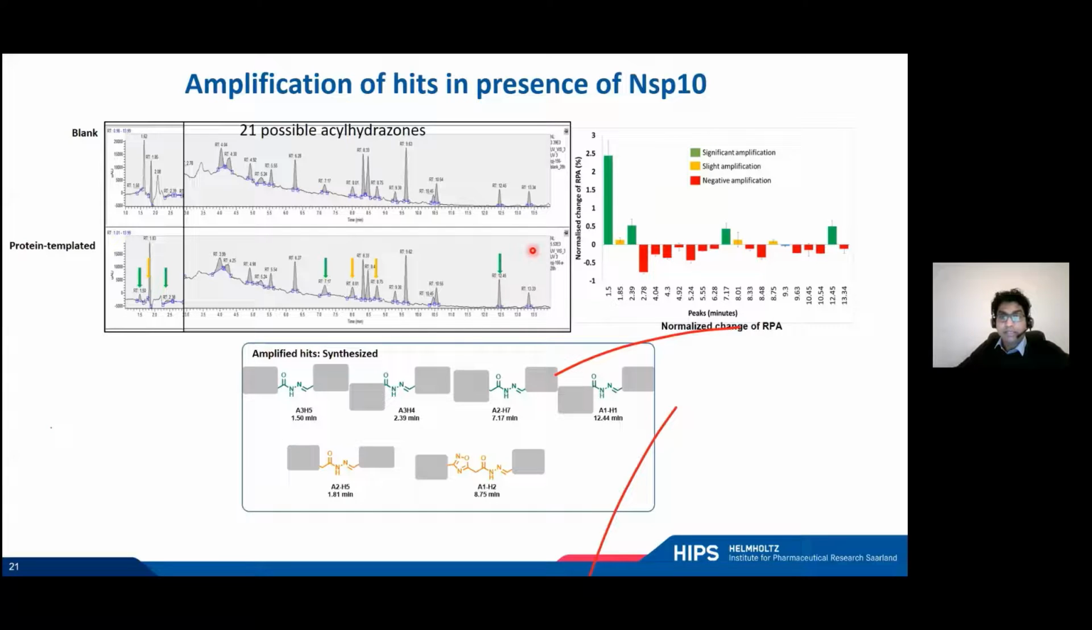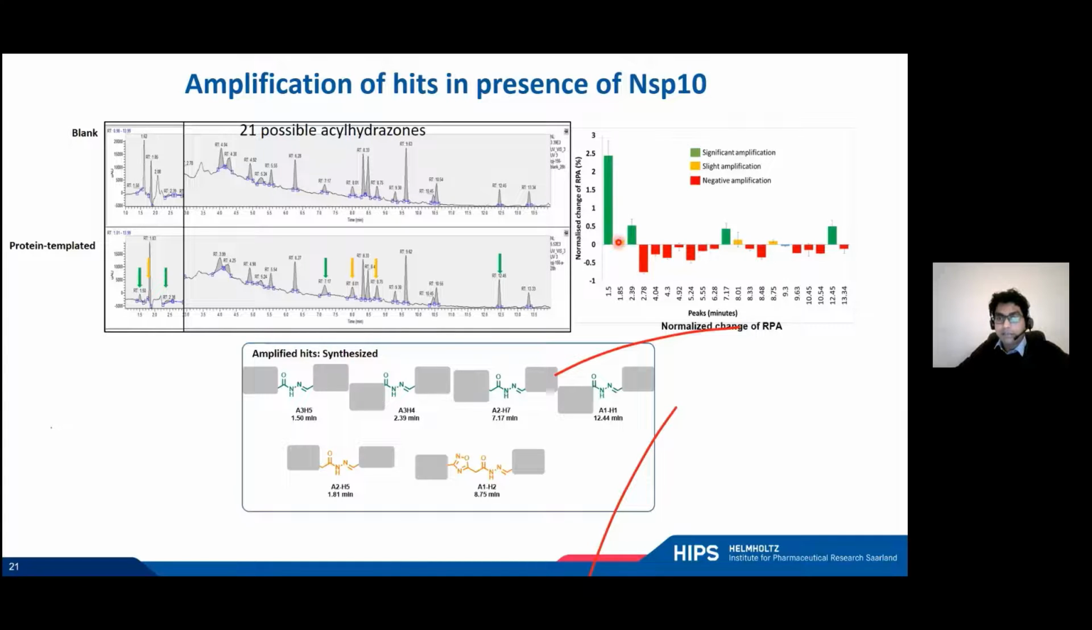To simplify this, I prepared this bar chart, where the higher the bar, the higher the amplification, right? For instance, this first compound, which is at 1.5 minutes, was not even present or was really slightly present in the blank reaction. But when we add a protein, it increases a lot as compared to the other compounds. So that means it's a highly amplified compound, which means that it's strongly binding to the protein. And the same goes for all these 4 compounds highlighted in green. They were amplified more than the other compounds.